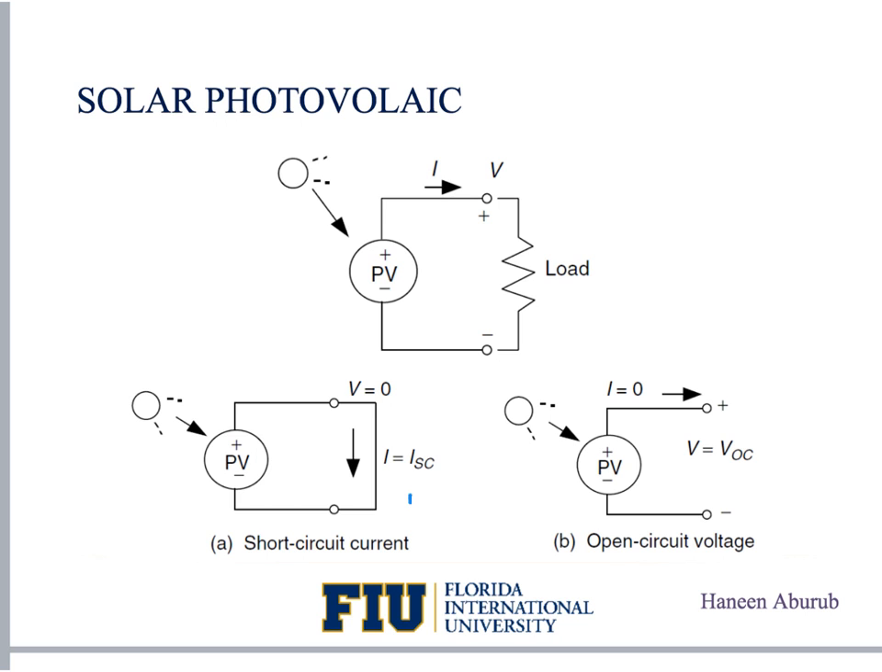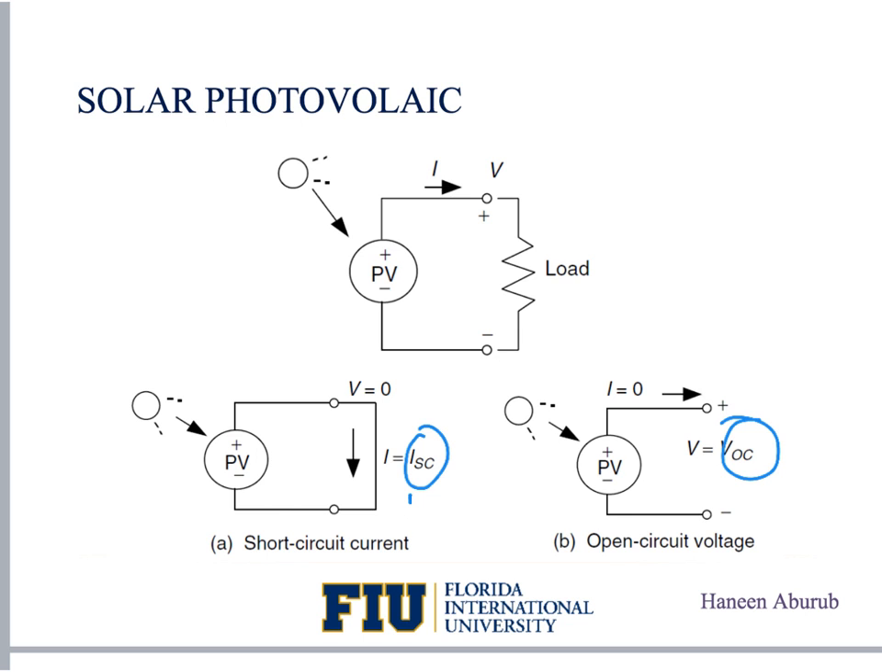Okay, let me use the pointer. The current that flows when the terminals are shorted together is called the I short circuit current, and the voltage across the terminals when the leads are left open is V open circuit. So these are two important quantities when we are talking about the solar PV equivalent circuit: the I short circuit and the V open circuit.